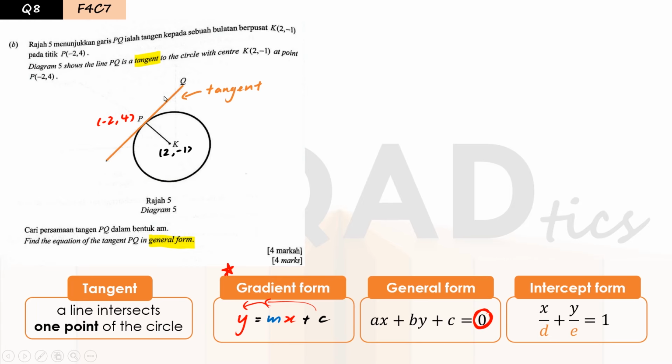Because P is at the tangent, right? So our x would be -2 and our y would be 4. Okay, so that's for x and y. How about m? Okay, the gradient of the tangent here. Here we only have 1 point. We don't have 2 points, because if we have 2 points, we can use the gradient formula to find out the gradient, right? But here we don't have.